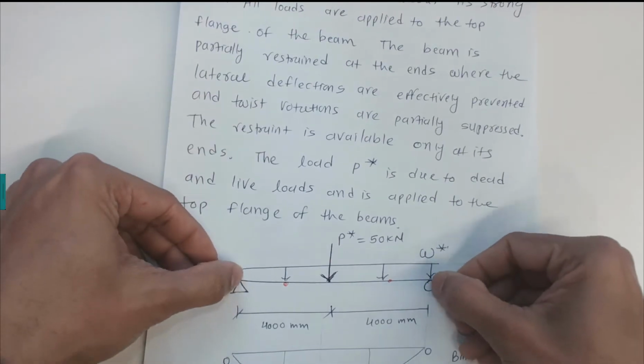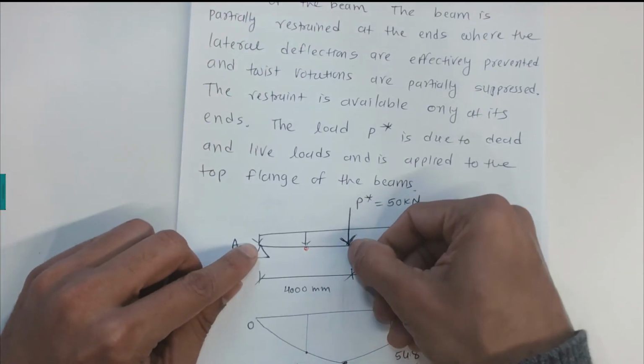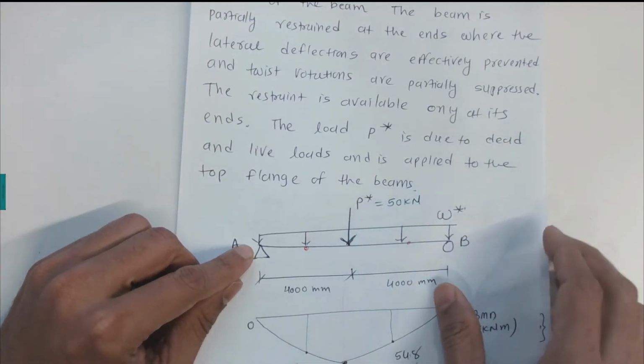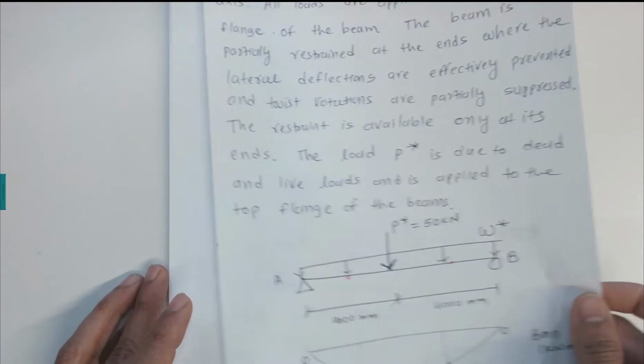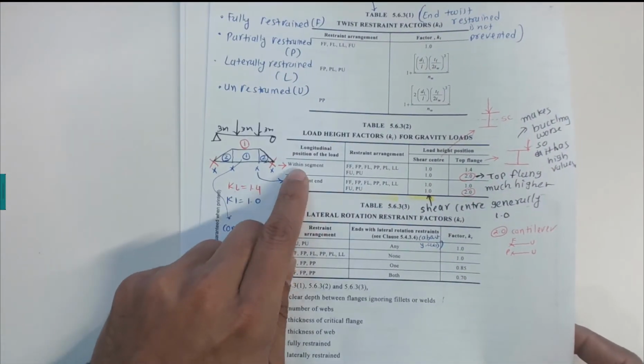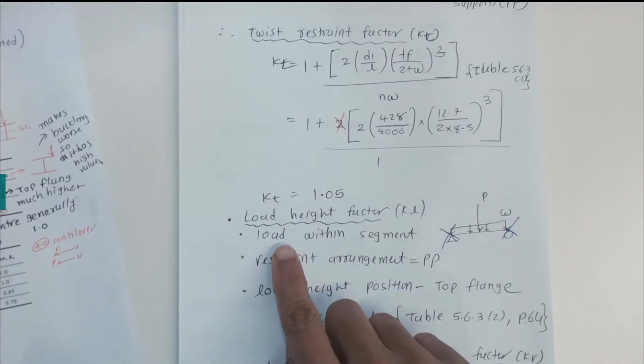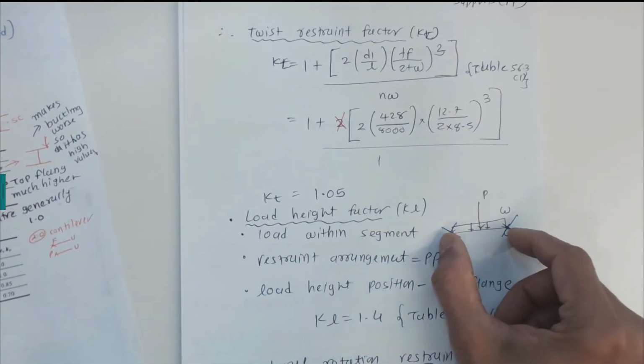So for example, if the restraint is here, that means the load is within the segment. If we have a restraint given in the middle where the load position is as well, we may classify that one as at the segment's end. So in our example we have within segment, therefore the first condition, load is within segment, as shown here.